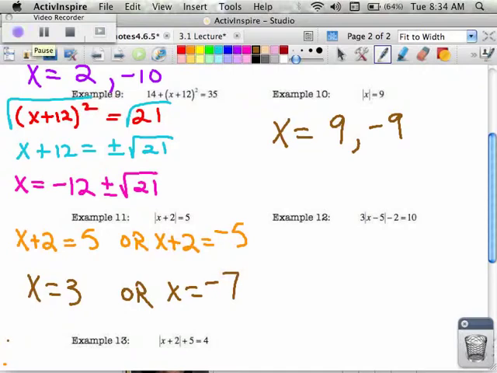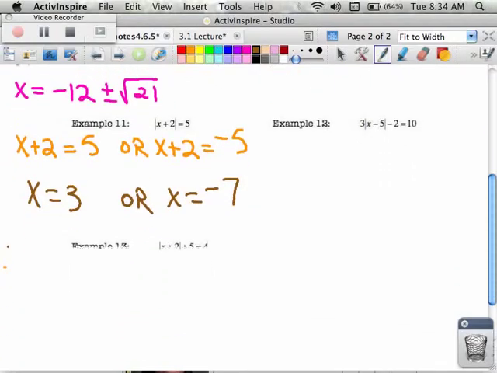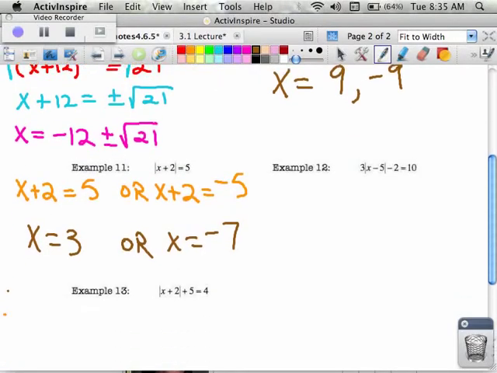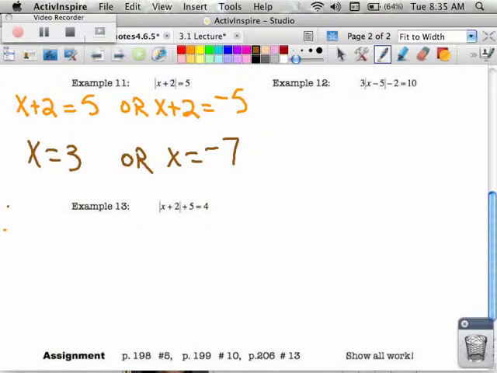Example 12 is probably our most complicated absolute value version, and you'll notice there are a few things going on with it at the same time. I see the minus 2 there, and I don't want that, so I add 2 to both sides. I get 3 absolute value of x minus 5 equals, and I've added 2 to the right-hand side, so now I have a 12. There's a 3 being multiplied by the absolute value, so I should divide by 3. I get the absolute value of x minus 5, because 3 divided by 3 is just 1, and then I divide the 12 by 3, and I get 4.